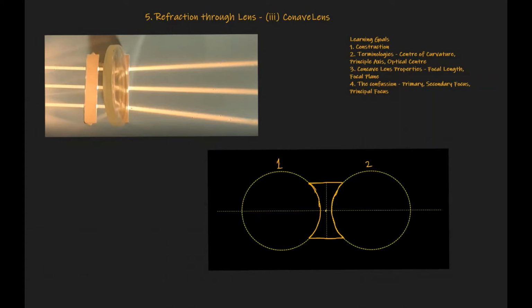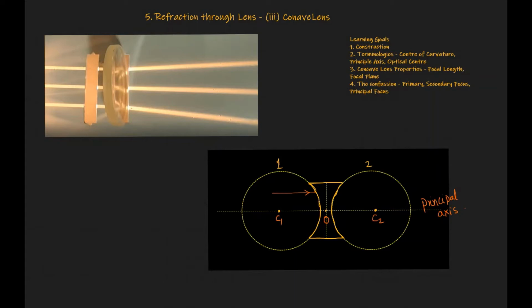The terminologies applied here are pretty much same as that of convex. You have two center of curvature. Since light falls first on this surface, we say this is the first center of curvature and this is the second center of curvature. Just like in convex lens, you also have the optical center. So this is your optical center, and the line connecting the center of curvatures are called principal axis.